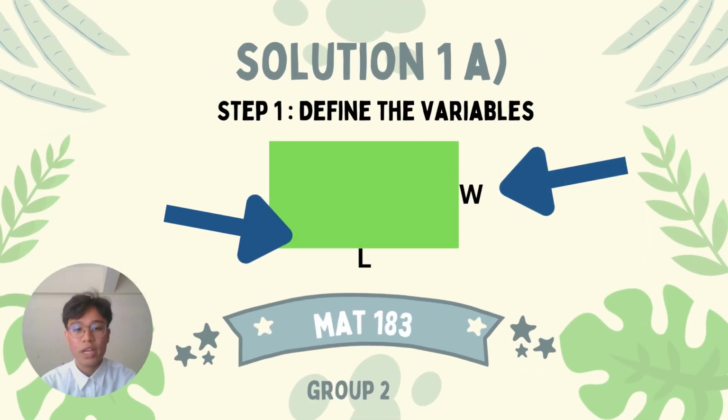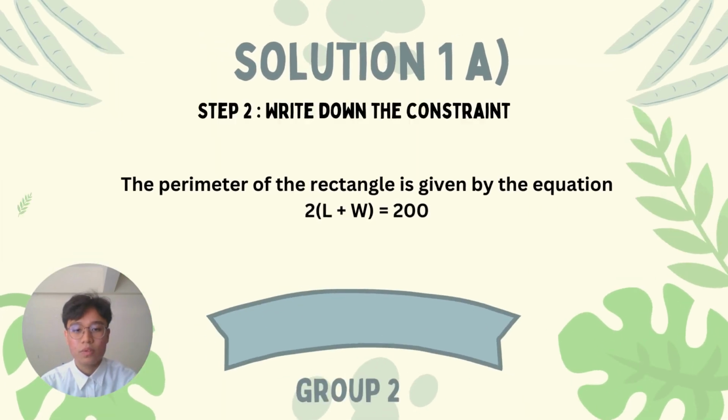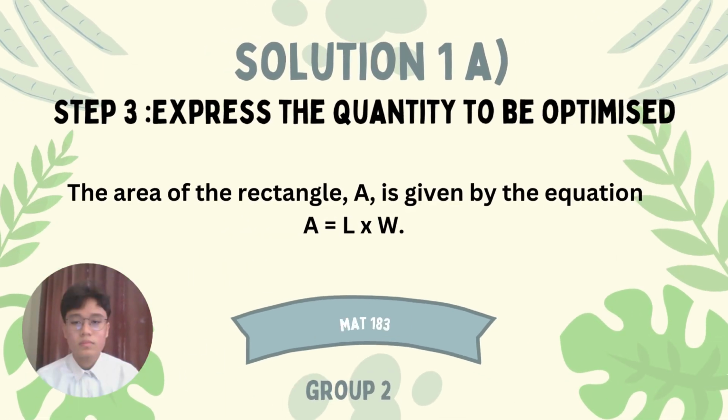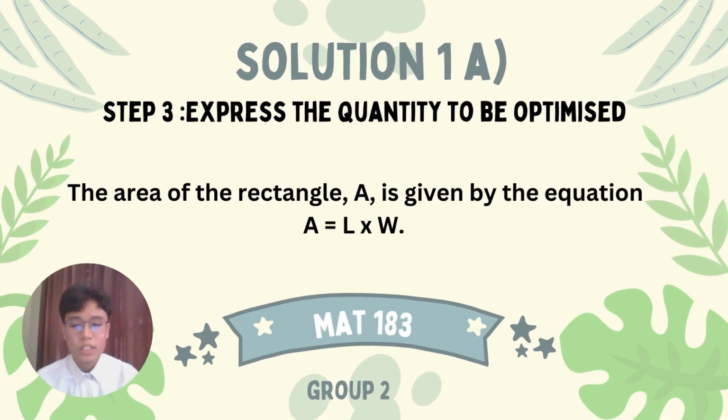For solution 1a, the first step we need to do is define the variables. In this case, we can define the width of the barn as W and the length of the barn as L. For the next step, we have to write down the constraint. And in this case, we write down the perimeter of the rectangle, which is given by the equation 2 times in bracket L plus W equals to 200. For the third step, we express the quantity to be optimized. The area of the rectangle A is given by the equation A equals to L times W.